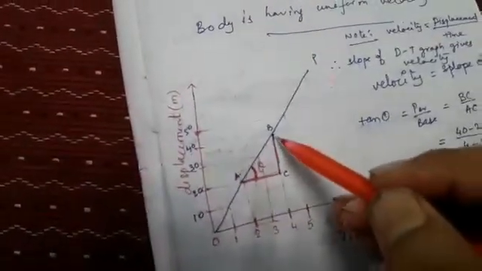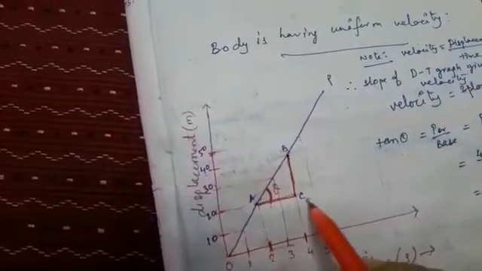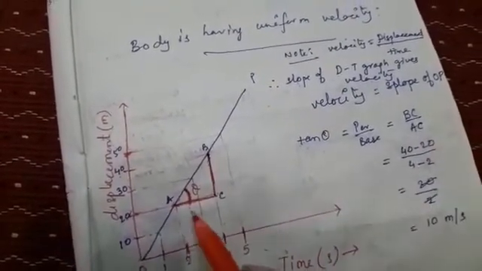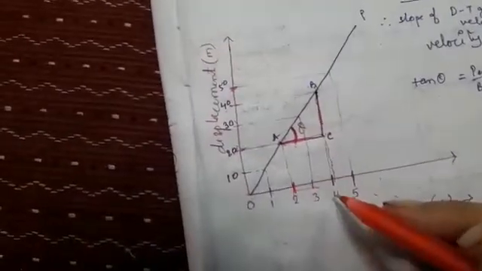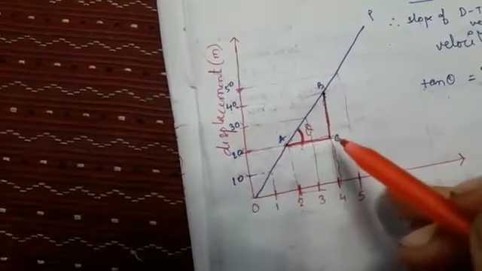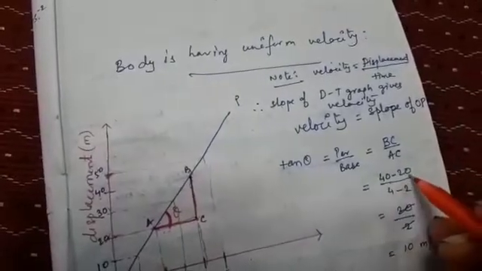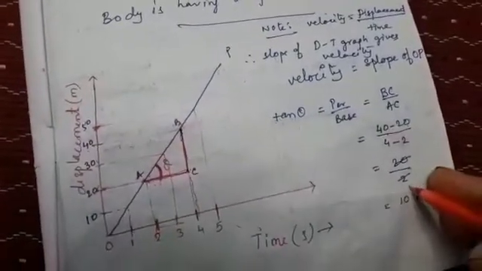Now BC is what? This distance C is 40, and if we extend this, you will get 20. So BC is 40 minus 20, divided by AC. AC is this: C is 4 seconds and A is 2 seconds. The difference, 4 minus 2, gives you 2 seconds. So 40 minus 20 is 20, divided by 2, you will get 10 meters per second as the velocity of this graph.